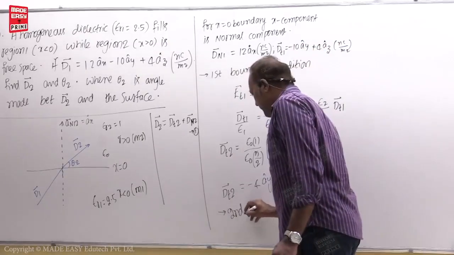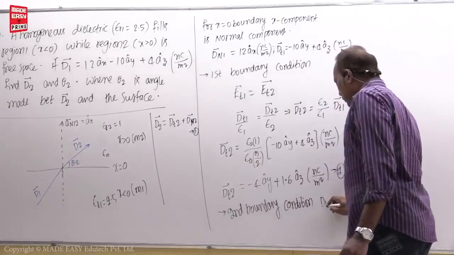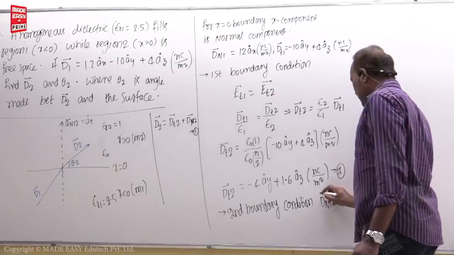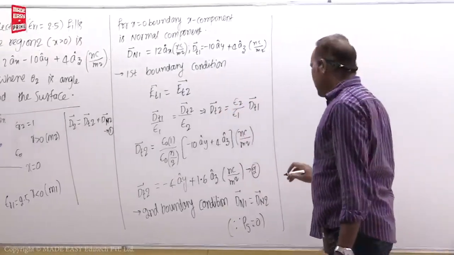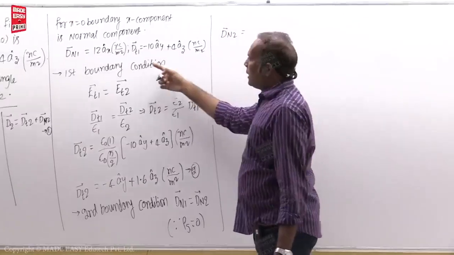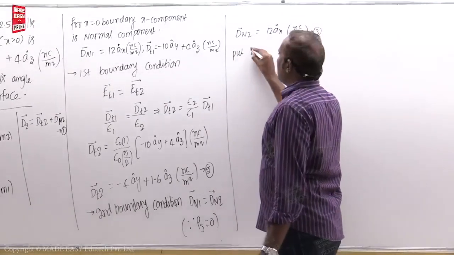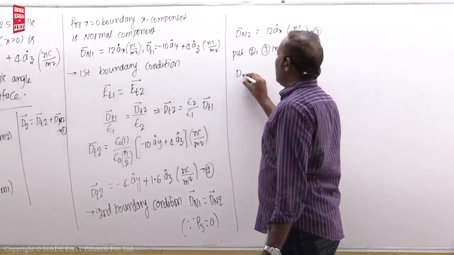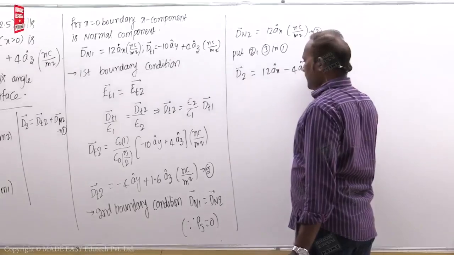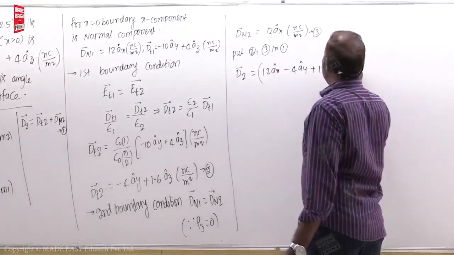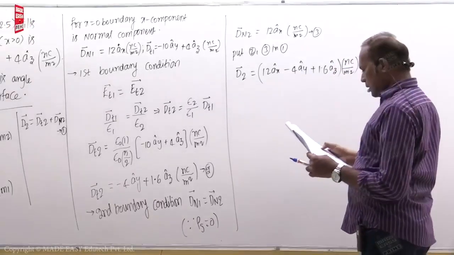The second boundary condition is Dn1 bar is equal to Dn2 bar in this case, because rho s is not given, so rho s is equal to 0. That means Dn2 bar is equal to Dn1 bar, which is 12 ax nano coulomb per meter square. So put 2 and 3 in 1. Now D2 bar is equal to 12 ax minus 4 ay plus 1.6 az nano coulomb per meter square. So this is the D2 bar.